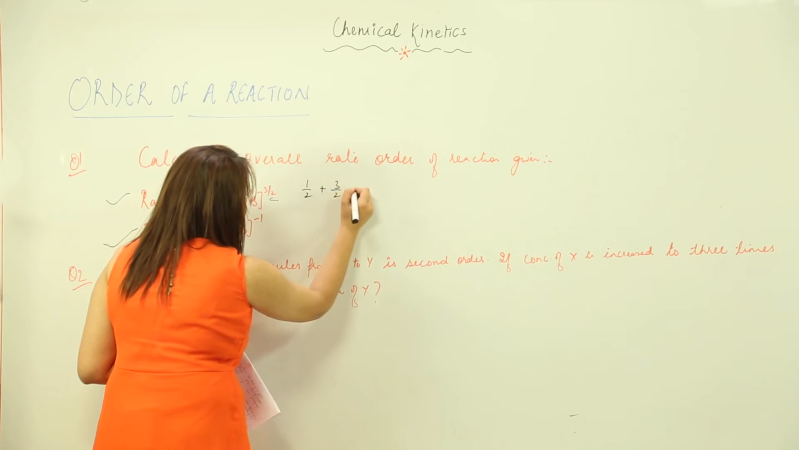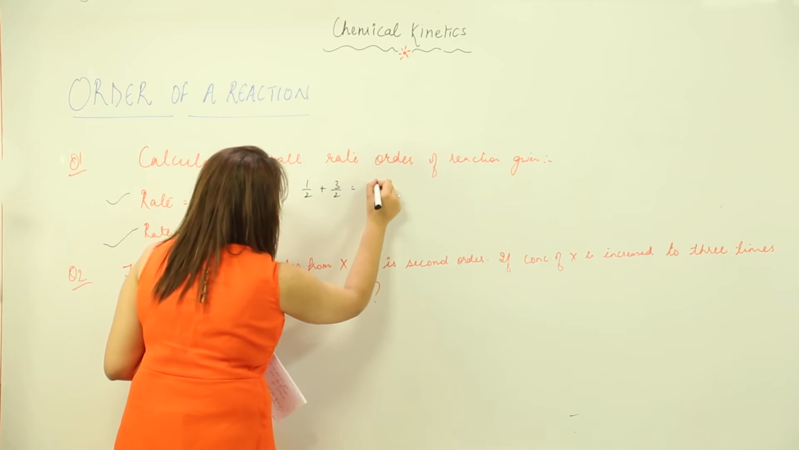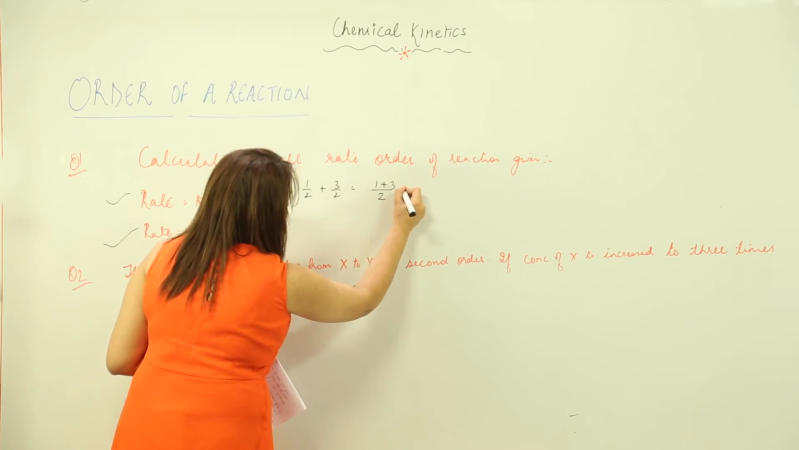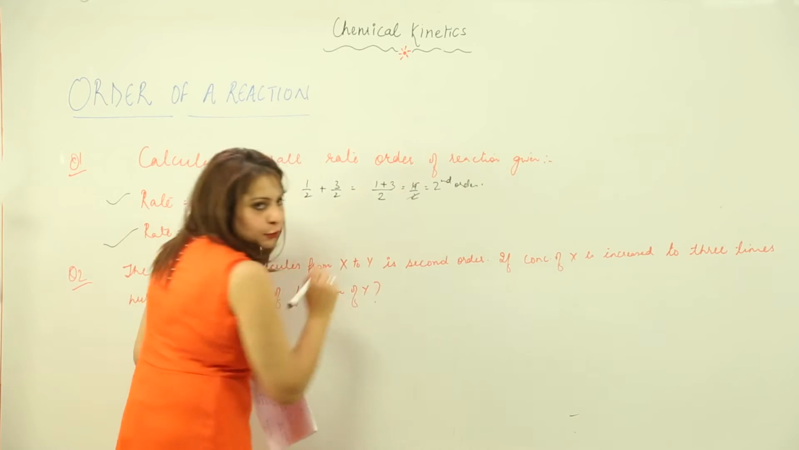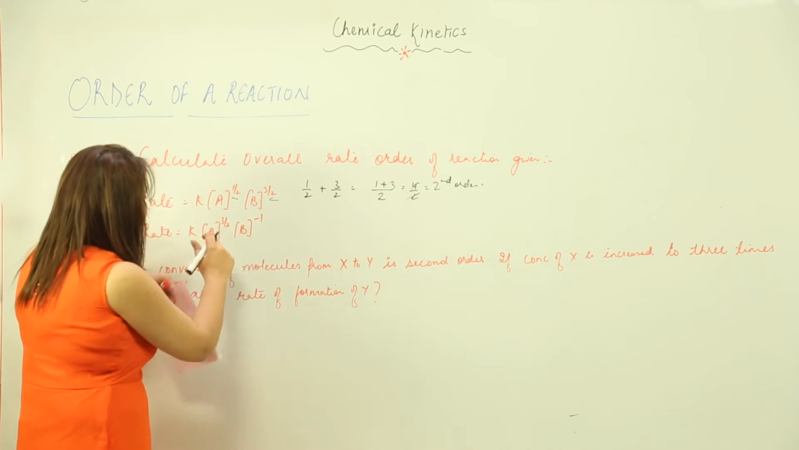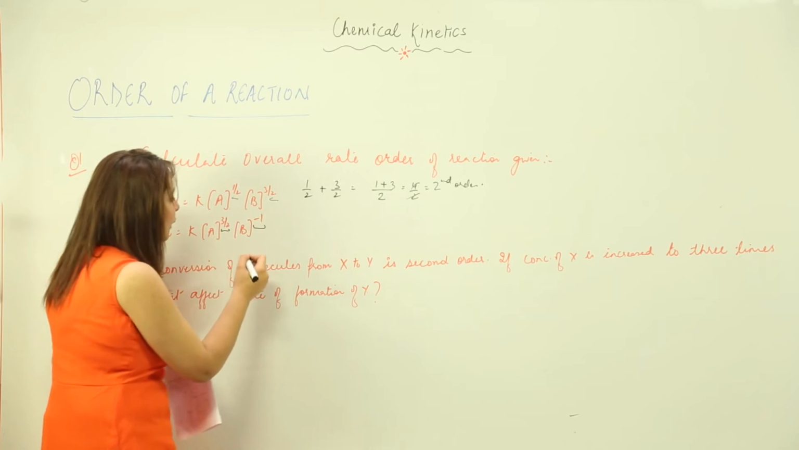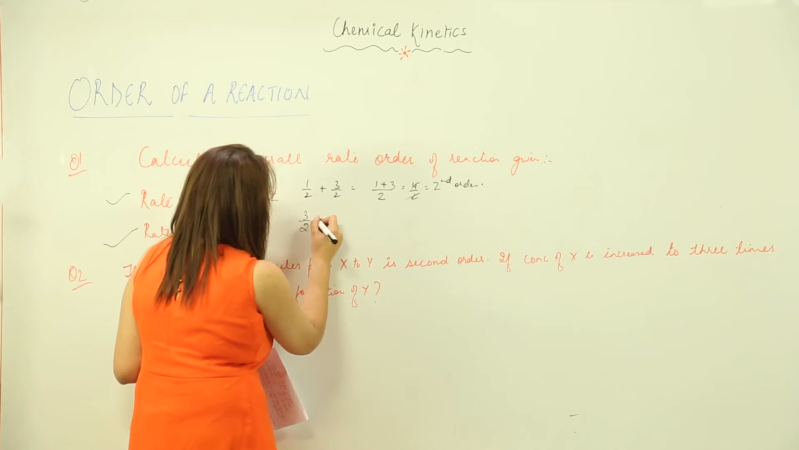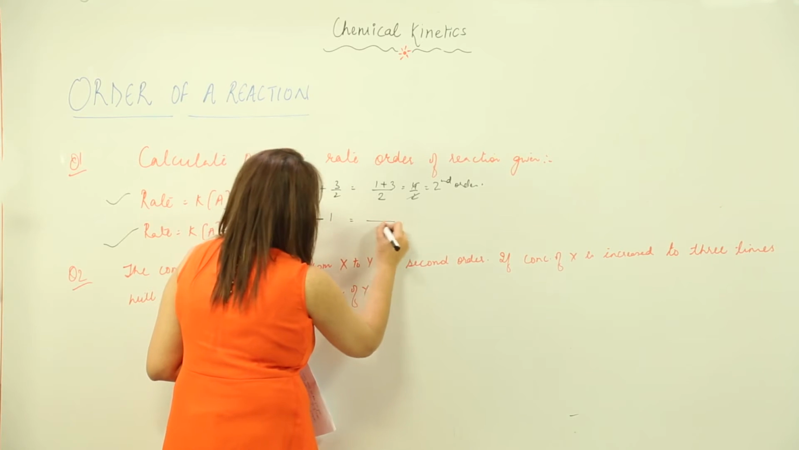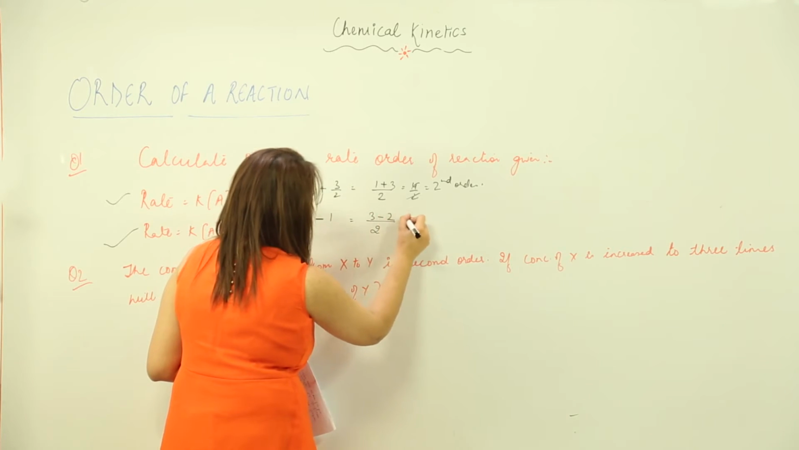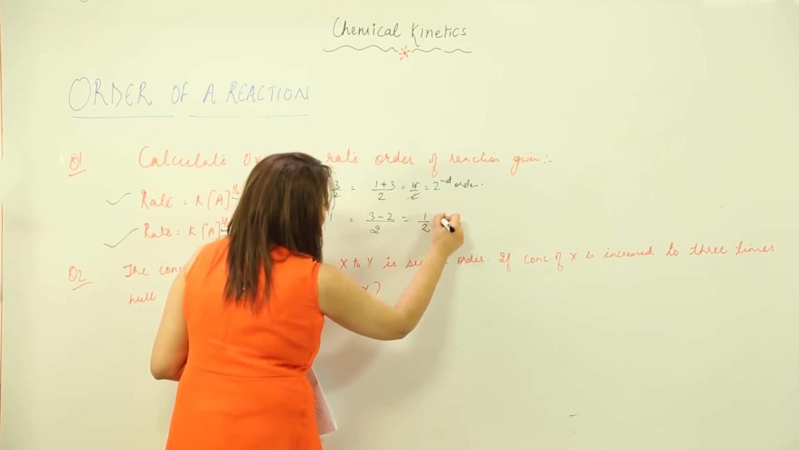So after adding, what result do you get? It comes out to be a second order reaction. Likewise, in this one, this is our x and this is our y. So obviously we are going to do it in this way. So it is going to be a half order reaction.